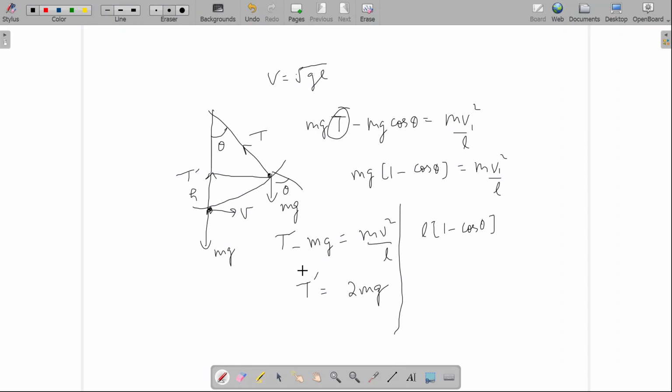As this distance is L, the radius is L, this is L cos theta. This complete distance is L, so this distance becomes L into 1 minus cos theta. So L into 1 minus cos theta into mg is the gain in gravitational potential energy. So this comes at the cost of kinetic energy. That is m by 2 into v square minus v1 square.